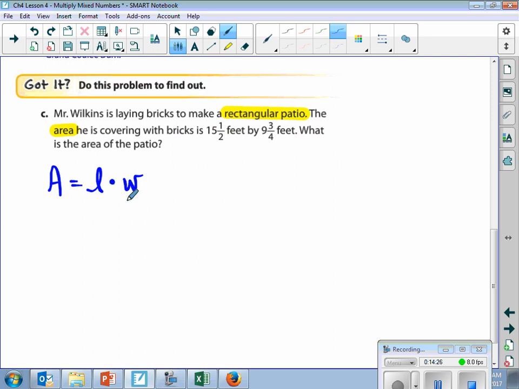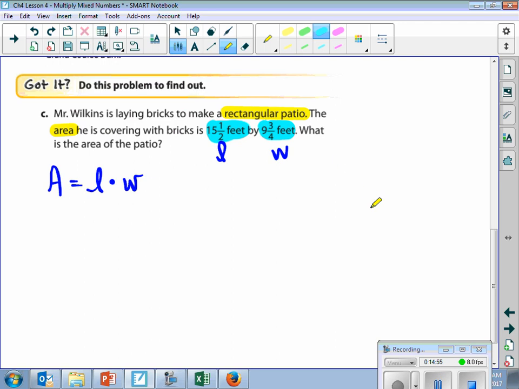So now you're going to write down other important information. So what is the length going to be? All right, so you're going to write length is equal to 15.5 feet. This is the length. And the width is equal to 9 3/4. So that is the important information that you're going to write in your notebook so you don't have to write down the entire problem, right?